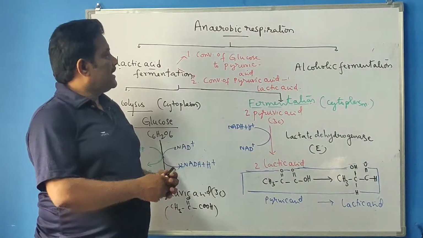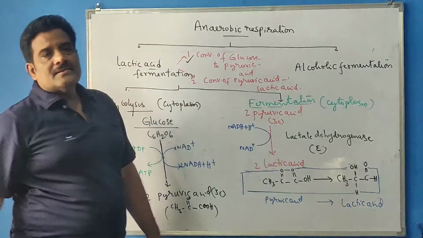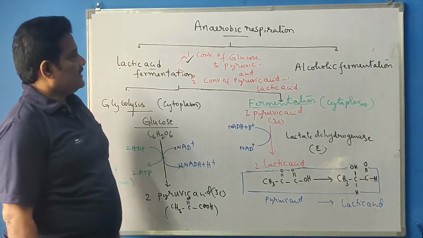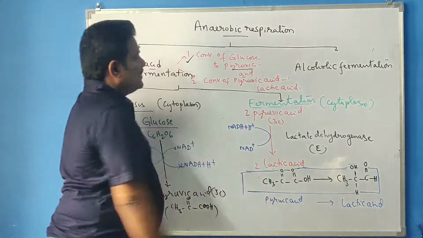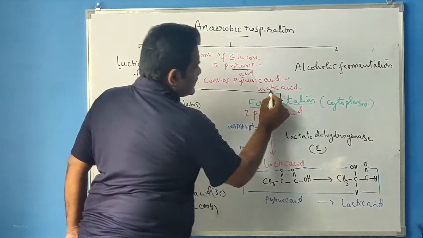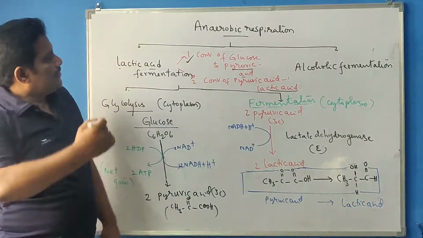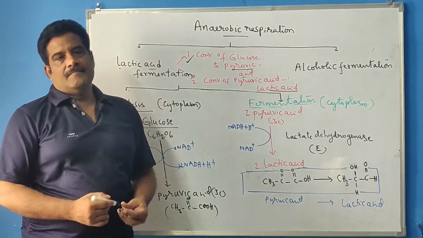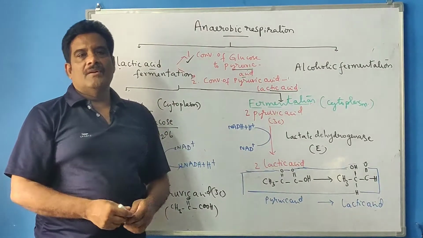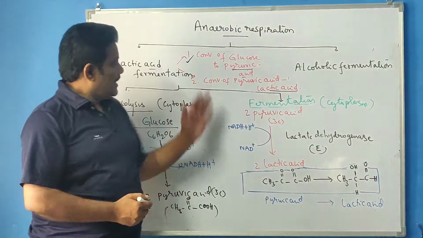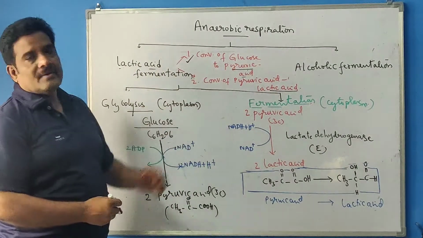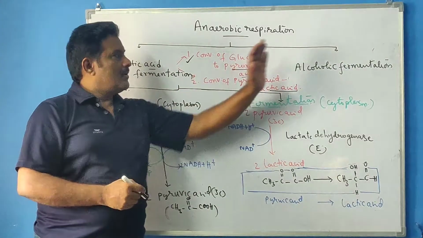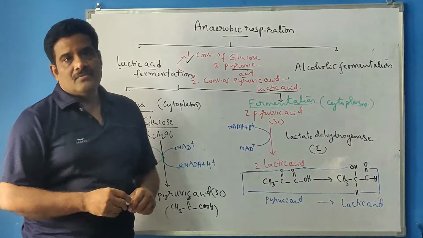In the first step, conversion of glucose to pyruvic acid. And in the second step, conversion of pyruvic acid to lactic acid. First of all, pyruvic acid is formed as the end product, and this pyruvic acid is reduced to lactic acid. So these two steps are studied under lactic acid fermentation. In the entire process there is no involvement of oxygen. One point you have to remember: fermentation, either lactic acid or alcoholic fermentation, occurs in the cytoplasm only.